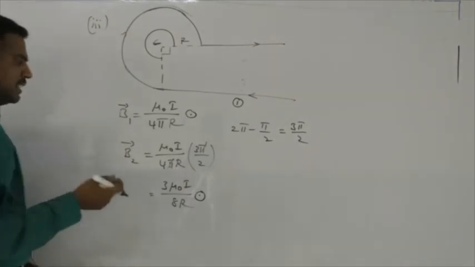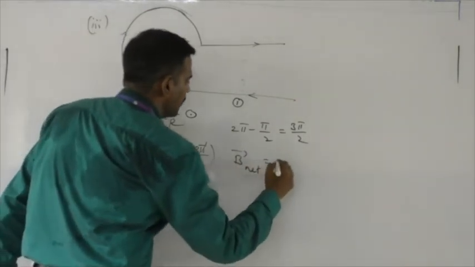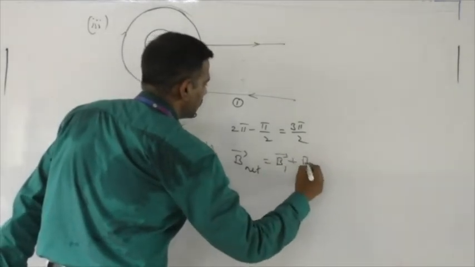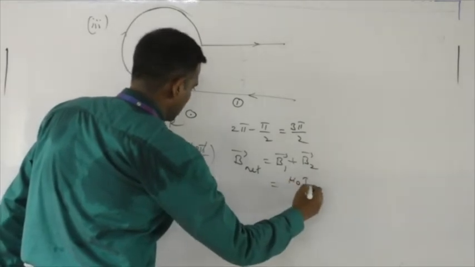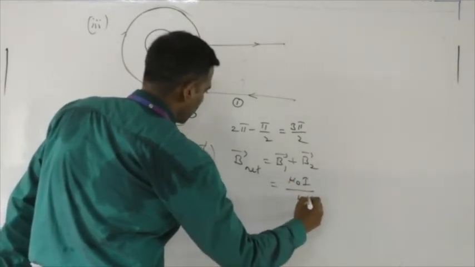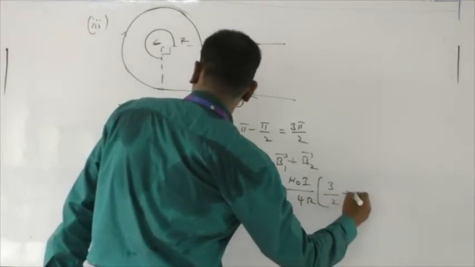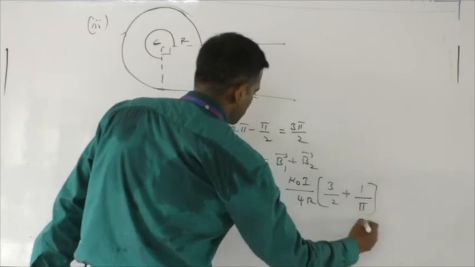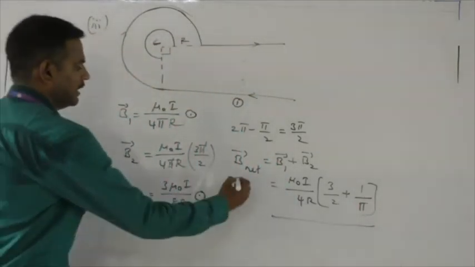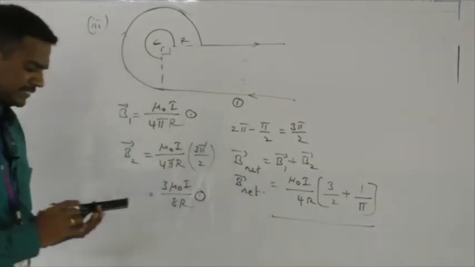Since both are in the same direction, the net magnetic field is nothing but B1 bar plus B2 bar. And what is going to be the result? Mu naught I divided by 4r times 3 by 2 plus 1 by pi. This is going to be the result, the net magnetic field intensity. Some more illustrations will continue in the next session. Thank you.